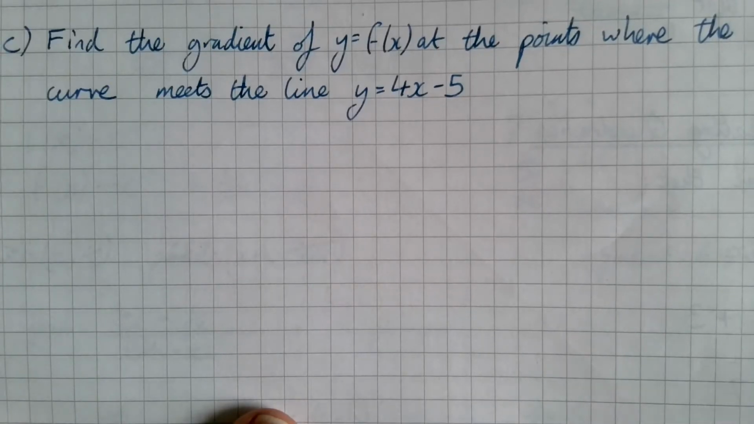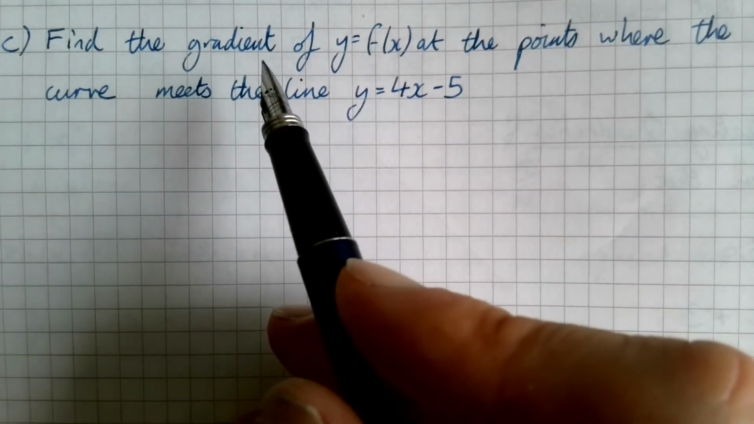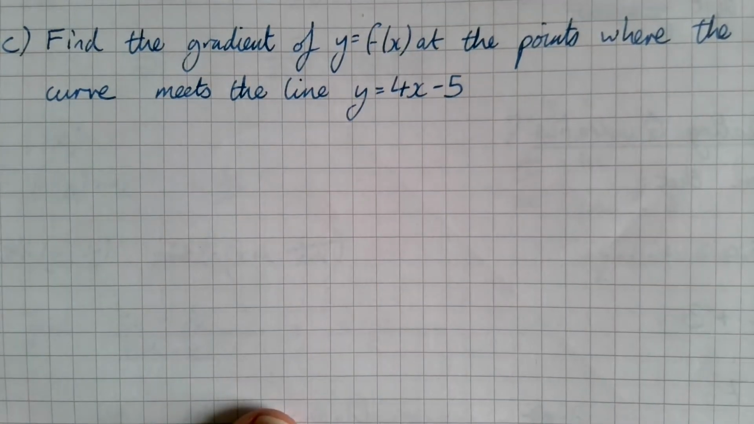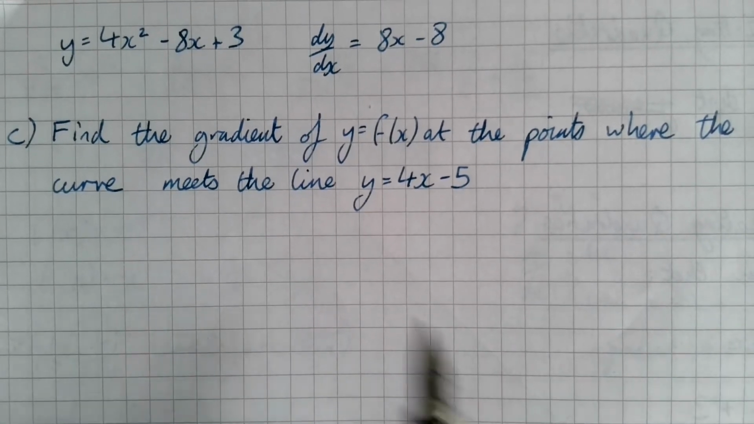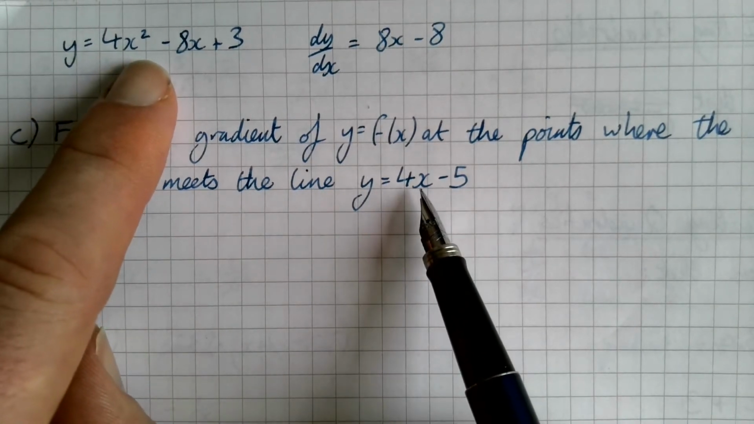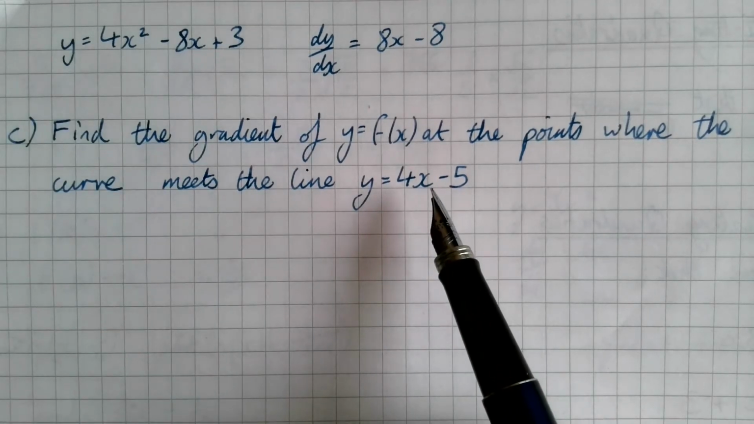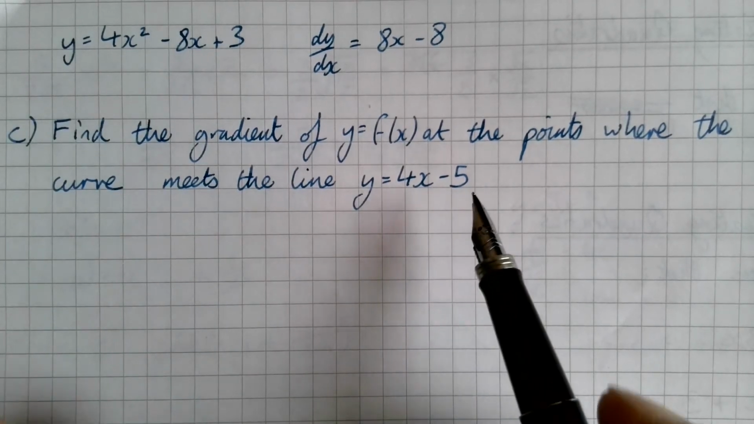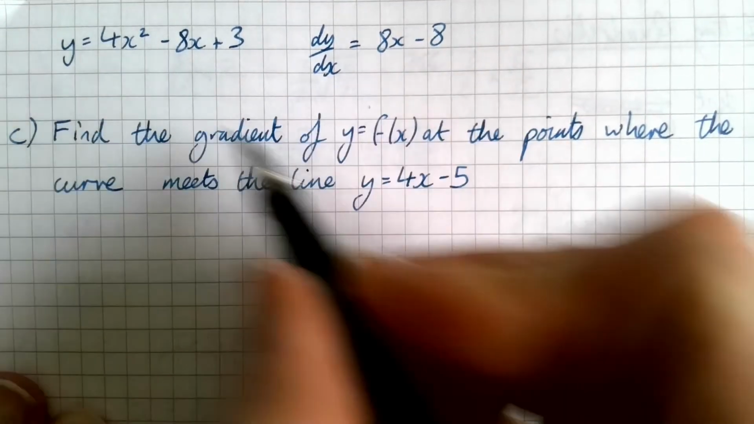The final part to this question, and our final example for today, is to find the gradient of y equals f of x, so that's our initial function, at the points where the curve meets the line y equals 4x minus 5. So thinking about that, what was our original equation? It was y equals 4x squared minus 8x plus 3. So we want to know where these two lines cross. Now you could do that by chucking it into your calculator, which is absolutely fine in a question like this because it hasn't told you not to. Or you could just say that's going to give us a little simultaneous equation, easy one to set up, where we say that is equal to that.